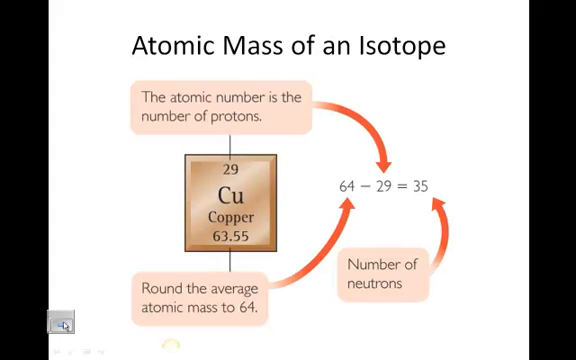Atomic mass of an isotope. So this is what you would see on the periodic table. This is called the atomic number. This is the symbol, this is the name, and this is the mass average. If you want to get an estimate number of neutrons from this information, you would simply take the total mass, subtract the protons from it, and if you round that, that'll be the number of neutrons, or the other particle in the nucleus.